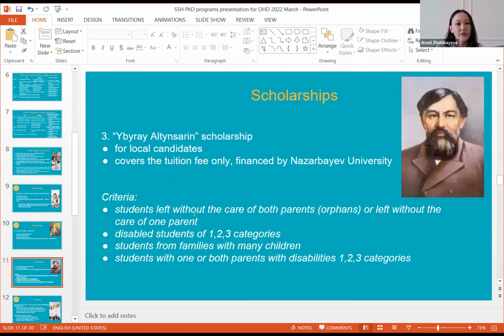It is for socially vulnerable students. Unfortunately, it covers only the tuition fee without a monthly stipend. The criteria are also on the slide. It is also for students who are not awarded a university or state grant. It's additionally funded by the university.